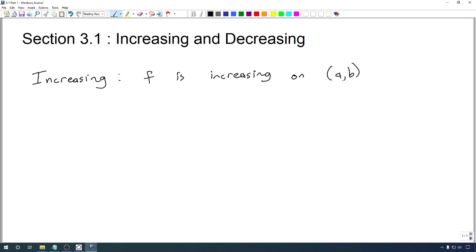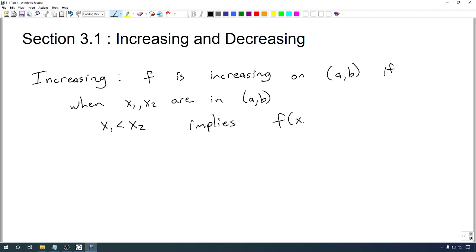So f is going to be increasing on an interval a to b if, when x1 and x2 are in a and b, x1 less than x2 implies that f of x1 is less than f of x2. So basically, if we put smaller values into our function, we get smaller values out. Bigger values give us bigger values. This is what we expect to have from something that's increasing. The bigger the thing we put in, the bigger the value we should get out.